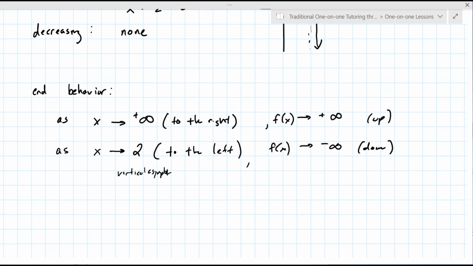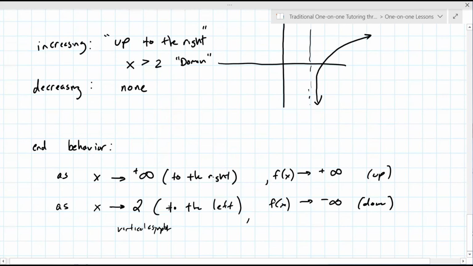Wait, so for the second one, why does it go down? You say as x approaches 2, which is the vertical asymptote, you're going left this time on the curve. And the first time you're going to the right. Oh, okay. So for the second line, the x going to 2, you switch to the left. Yes. So you do one to the right and then one to the left. Okay, gotcha. Exactly.